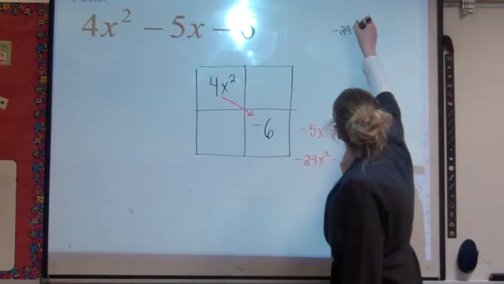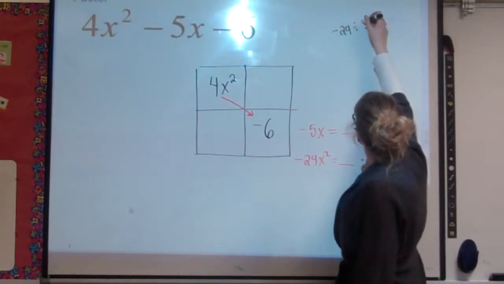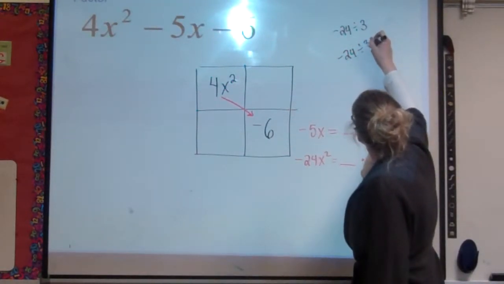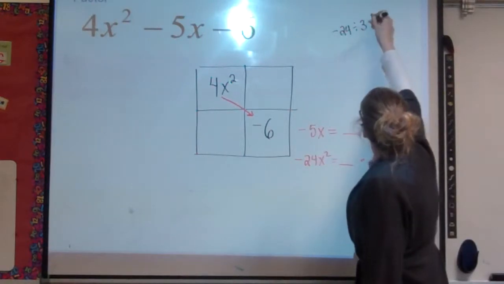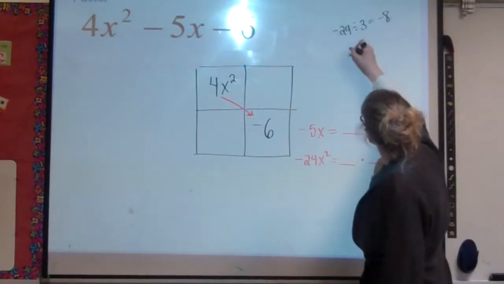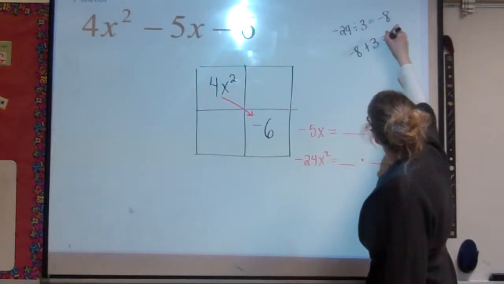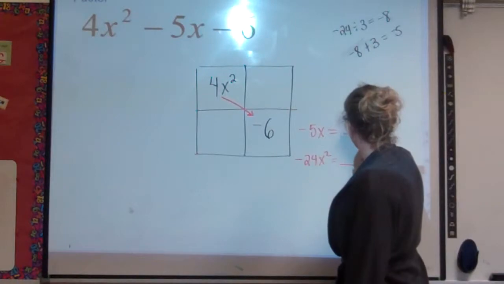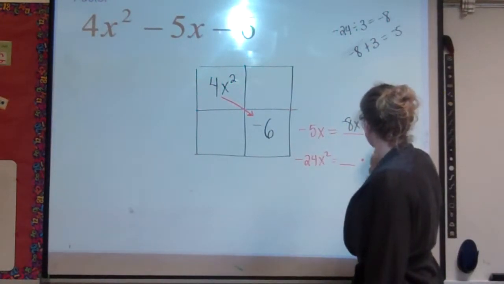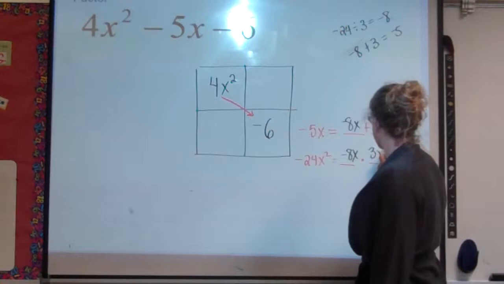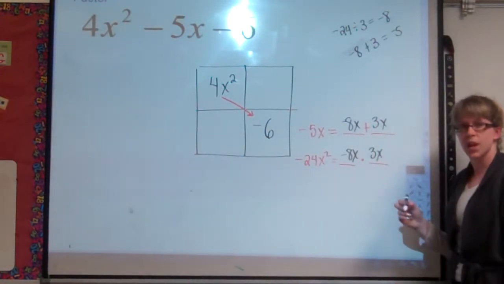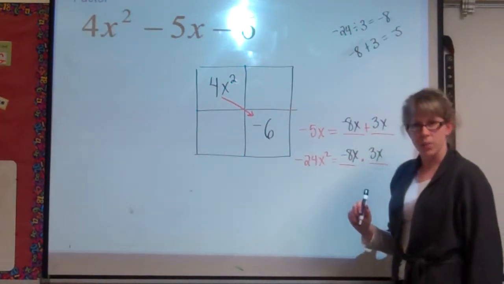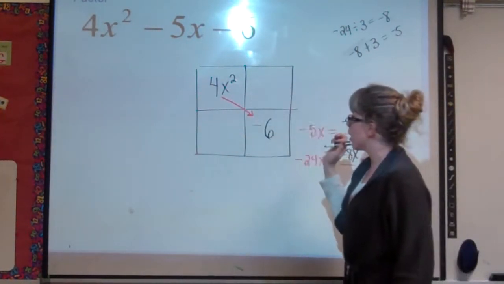What is negative 24 divided by? Well, let's try 3. Negative 24 divided by 3 is negative 8. And does negative 8 plus 3 give me negative 5? Well, it does. So I've got negative 8x and 3x. So I know that these are the 2 terms that I'm going to put in the blank boxes right here. And it doesn't matter where you put them, as long as you put one in one and the other in the other.